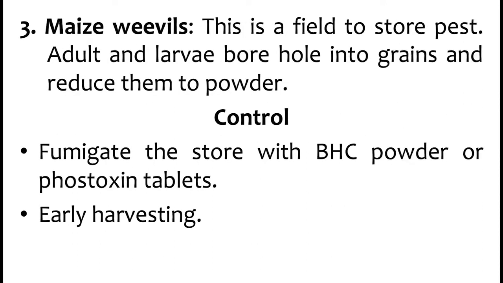Maize weevil is another pest. This is a field to store pest. That is, it can attack the maize from the field to store. Adult and larva bore holes into grains and reduce it into powder form. Control method: you fumigate the store with BHC powder or phostoxin tablet, or early harvesting.